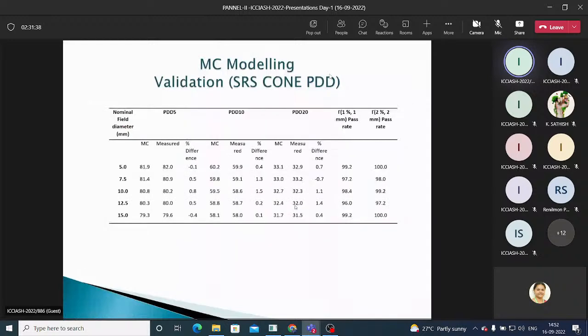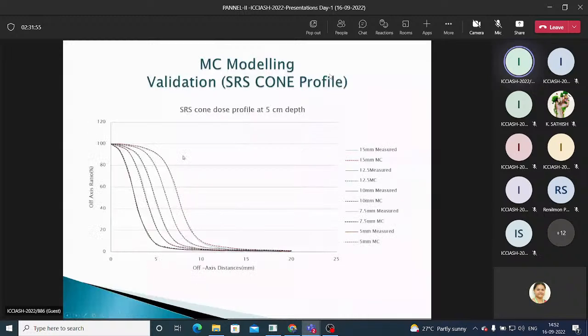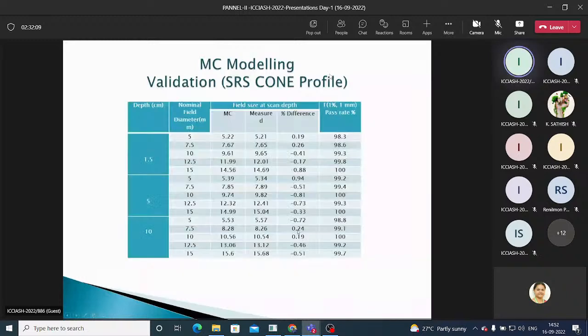And this is the comparison of data at different field sizes. We check at different depths of 5 centimeter, 10 centimeter, and 20 centimeter. This is a gamma analysis, a statistical analysis to compare the data. And this is the beam profile. Since the SRS cones are circular in shape, we took the half profiles and compared both, and it's also matching well. And this is the profile field width we compared, and it's also matching well in the analysis of the two sets of data, measured and calculated with the Monte Carlo modeling.